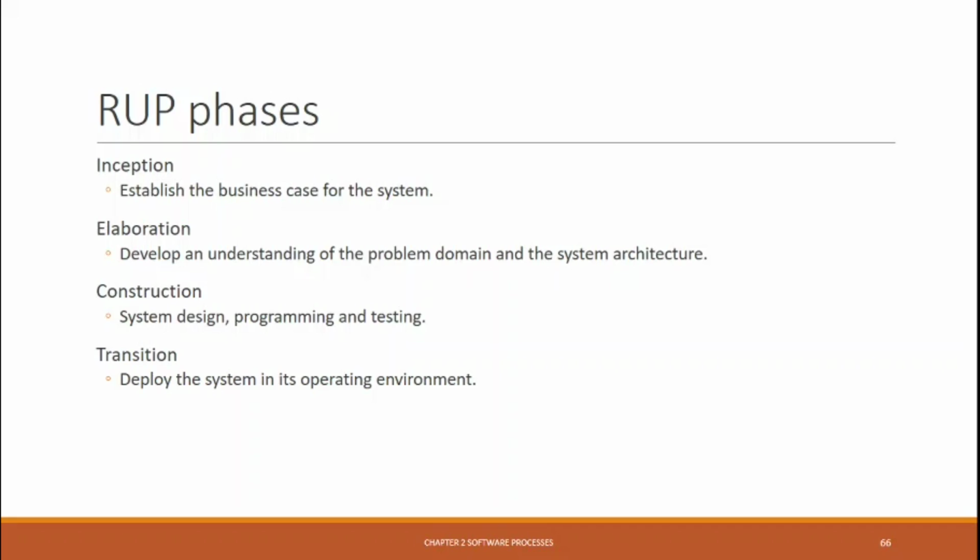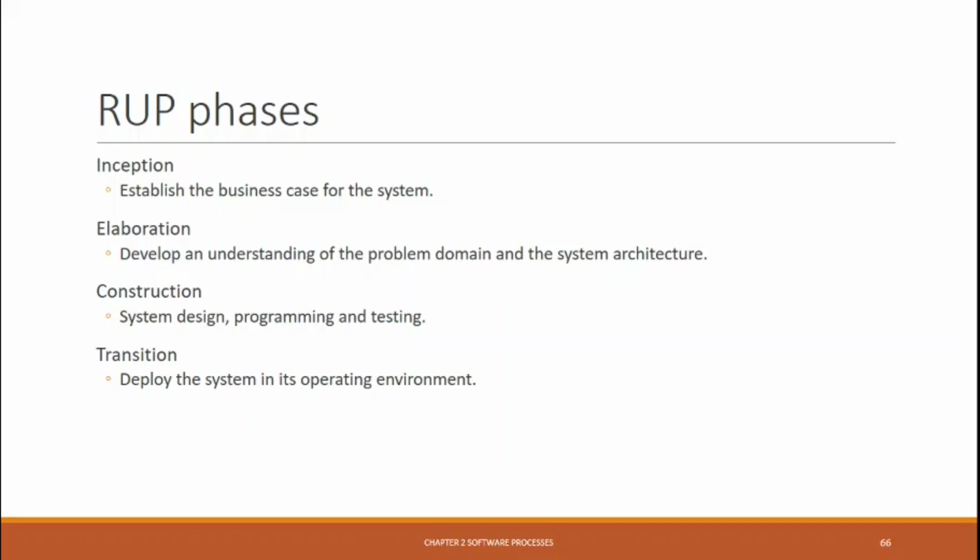And the second one is elaboration. Elaboration is to develop an understanding of the problem domain and the system architecture. The goals of the elaboration phase are to understand the problem domain, establish the architecture framework for the system, develop the project plan and identify the key project risks, and develop UML use cases, an architecture description, and a development plan for the software.